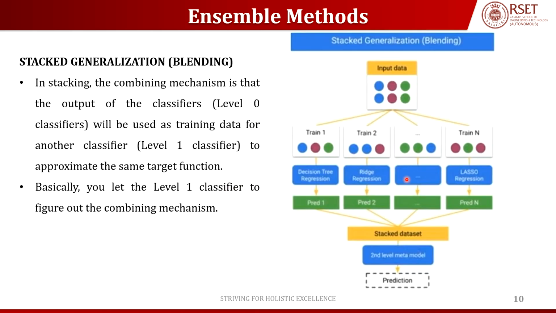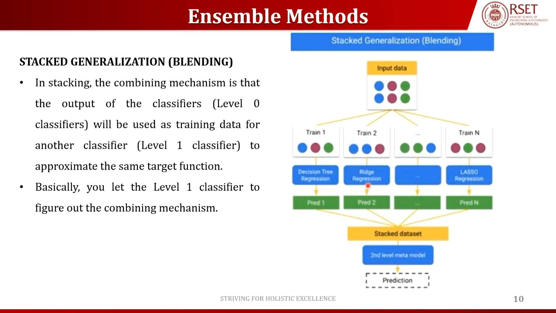And this diagram is showing the stacking process. We start with our initial input data. We then train a set of base classifiers, which are often called level 0 classifiers. In this example, we have a decision tree, a ridge regression, and a lasso regression. All these things we have already discussed in the previous sessions.